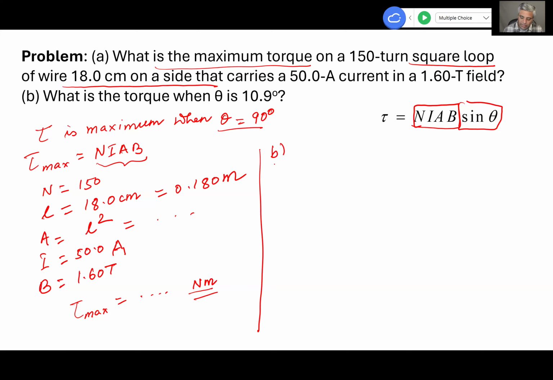Now for B, you do the same thing, but in this case, theta is 10.9 degrees, given. So that means now torque is not going to be maximum. It's going to be a different value because the angle is not 90 degrees. So it's going to be NIAB sine theta. Everything you plug in, and this is going to be less than the maximum one. Okay.